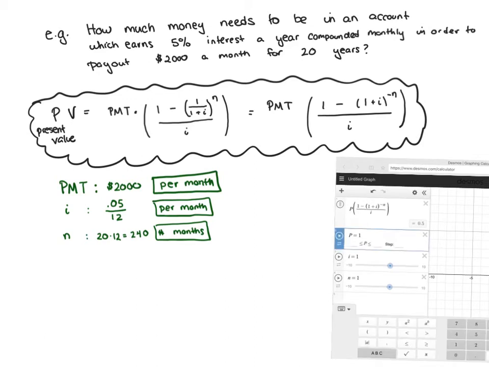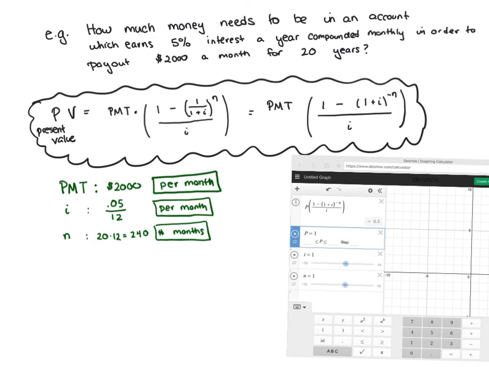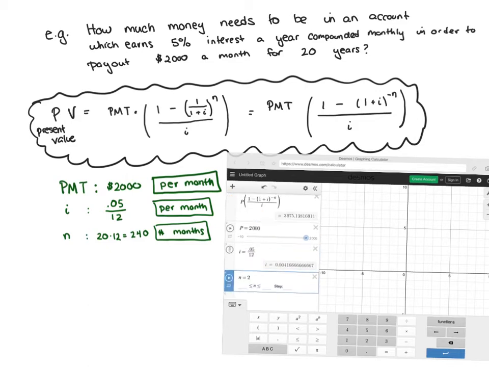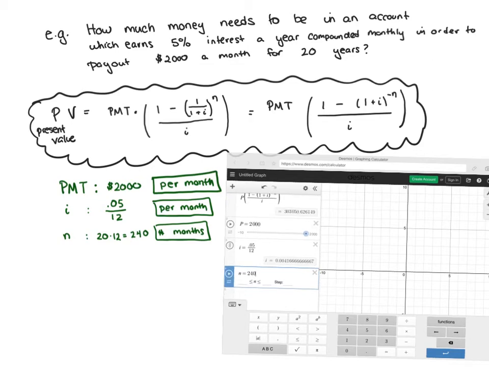So my P, let me move this over just a little bit so we can see all the numbers. That P is going to be 2,000. So plug that in. My I is going to be 0.05, oops, not 0.5, 0.05 divided by 12. And then my N is going to be 240. So we can find the amount of money we would need, and it just gives it in our formula here. The value that gets output here is that amount.